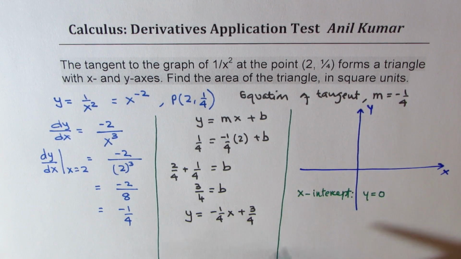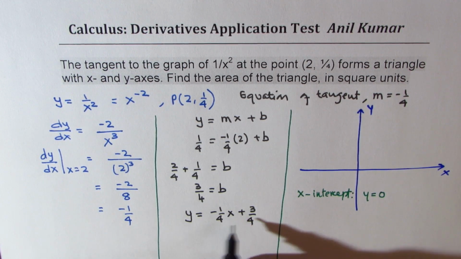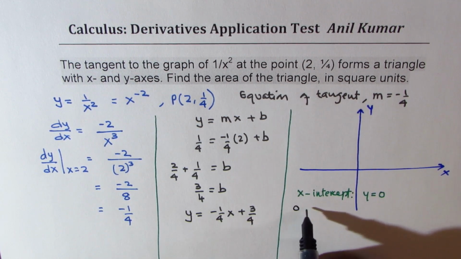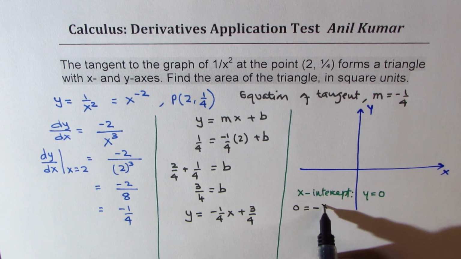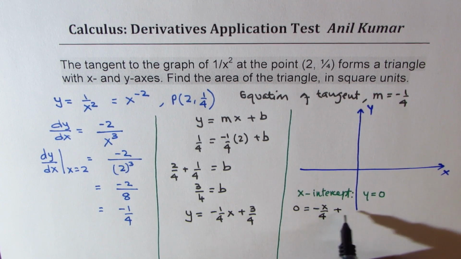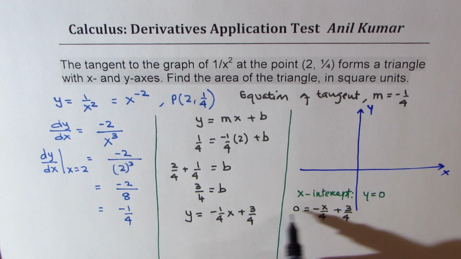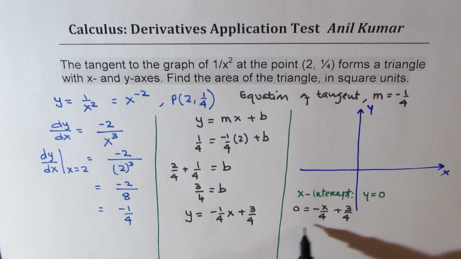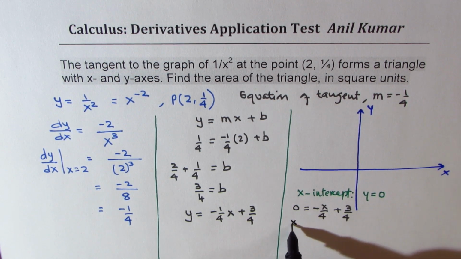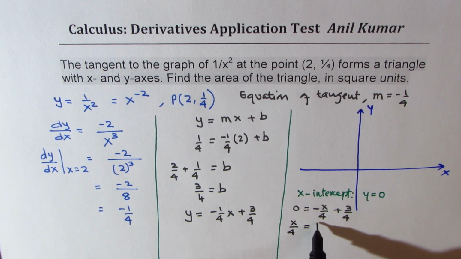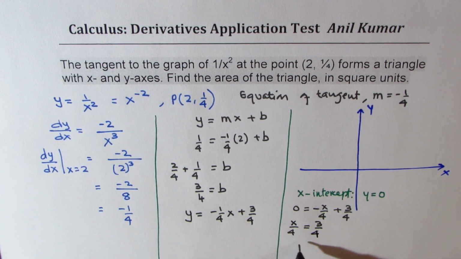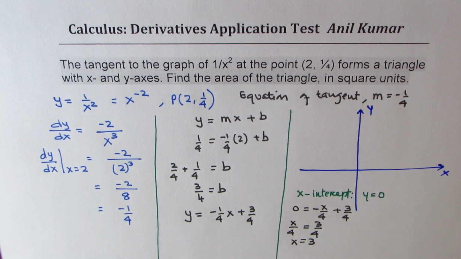X-intercept means y equals 0. So if I write y equals 0, what do I get? In that case, we have 0 equals minus x over 4 plus 3 over 4. Multiplying by 4 and taking x here, we could write it like this also: x over 4 equals 3 over 4. And that gives you x equals 3. So the x-intercept is 3.